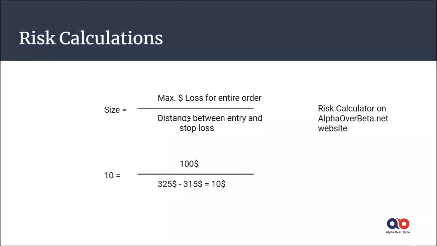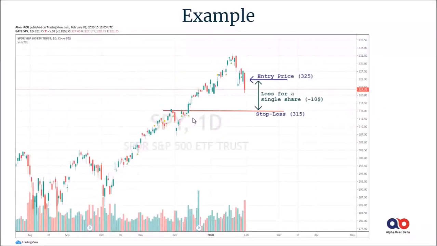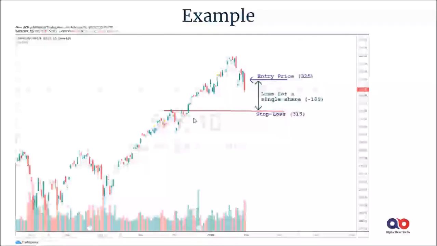The second thing that we have to calculate is the distance between the entry price and the stop loss, where we have it, right? So this is just an example. I would like to show you the base of this example in a minute, but let's just establish the baseline. The size is calculated as the maximum dollar loss divided by the distance between the entry and the stop loss. Now let's jump to the example and we will see exactly what we're talking about.